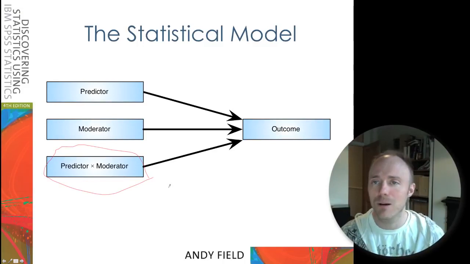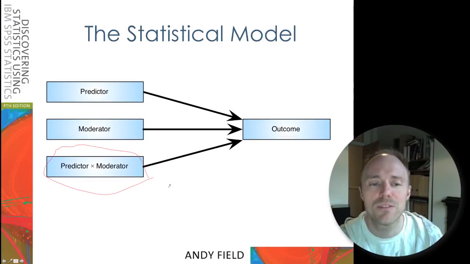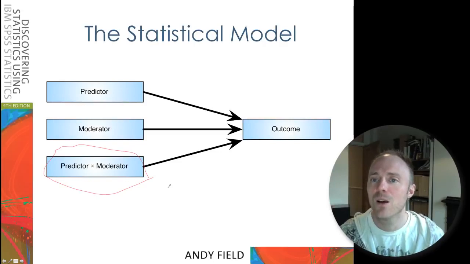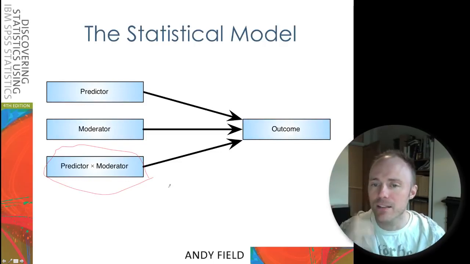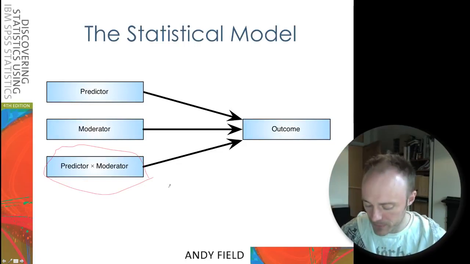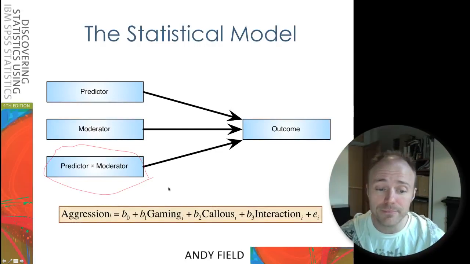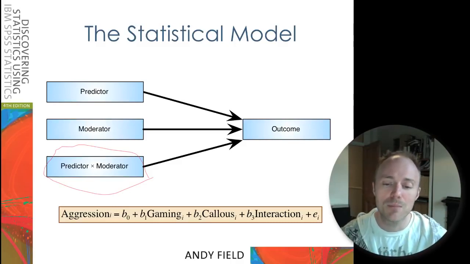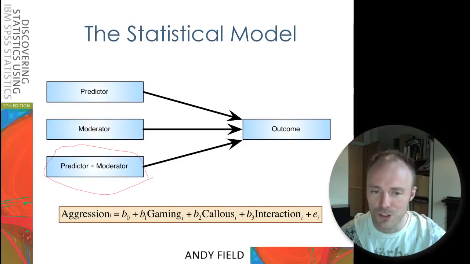So statistically, how we would test our video gaming example, we'd have our outcome of aggression. The predictor would be hours spent video gaming. The moderator would be where the person lies on this continuum of callous traits. And we would put in an interaction term which tests whether the relationship between the predictor and the outcome changes as a function of the moderator. So that's moderation. And if you literally wanted to write out the regression model, it would look something like this. We predict aggression from gaming, callous traits, and the interaction of the two.